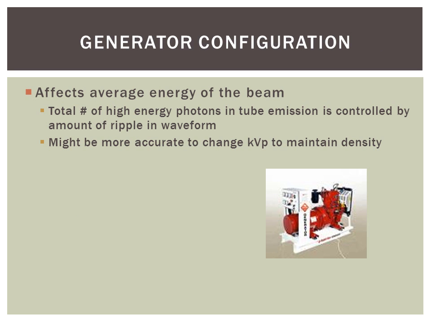Generator configuration affects the average energy of the beam. The total number of high energy photons in the tube emission is controlled by the amount of ripple in the waveform. It might be more accurate to change kVp to maintain density. So single phase is lower energy than three phase. With three phase, only a 10% change is needed, and with single phase, 15%. So again, you might want to know generator phases and how they control density.